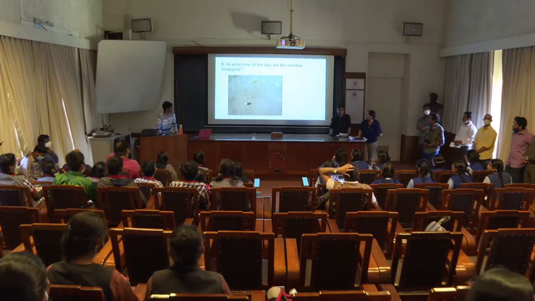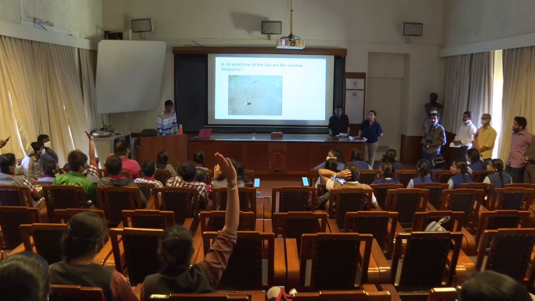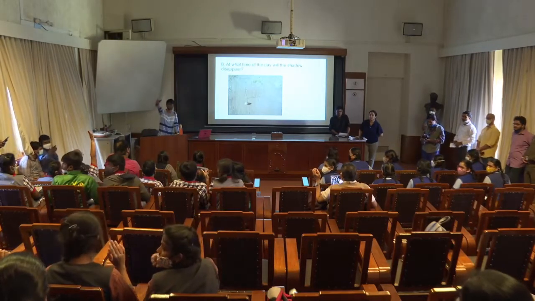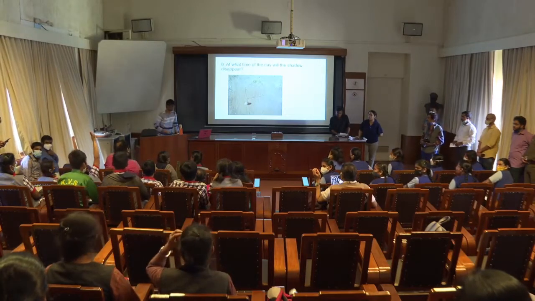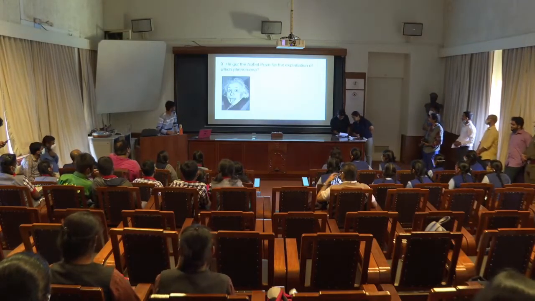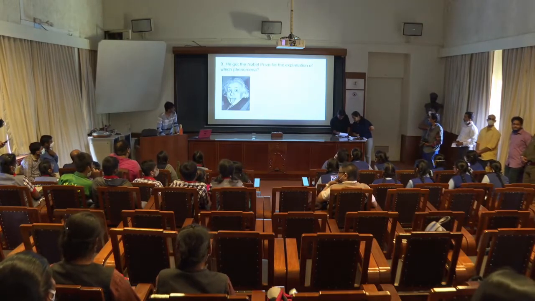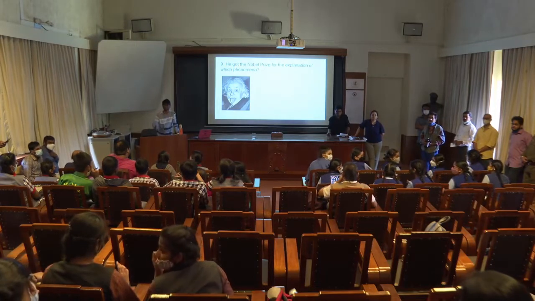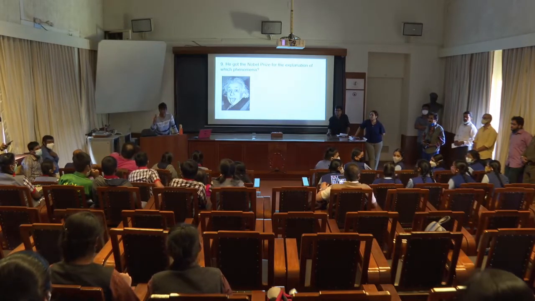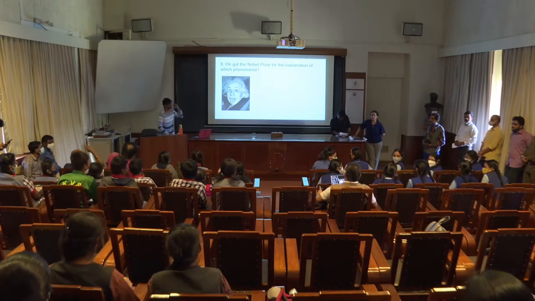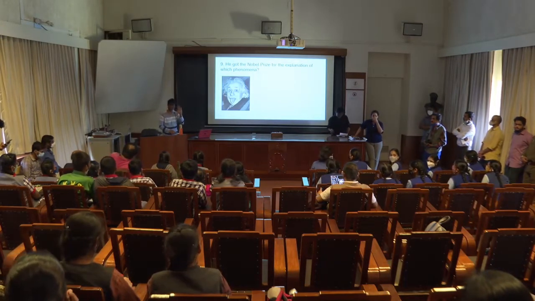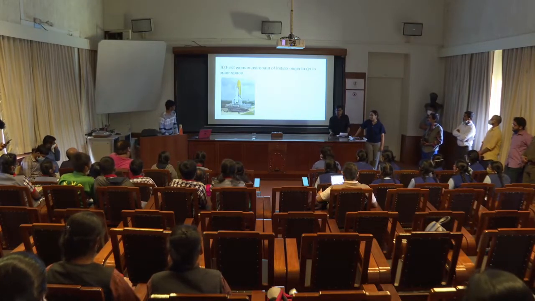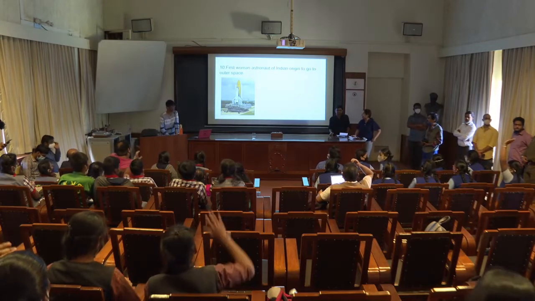At what time of the day will the shadow disappear? Okay. Correct. He got the Nobel Prize for the explanation of which phenomenon? Correct. Just wait for one question, then we'll go A, B, C, D, okay? It's for the explanation of the photoelectric effect. First woman astronaut of Indian origin to go to outer space.